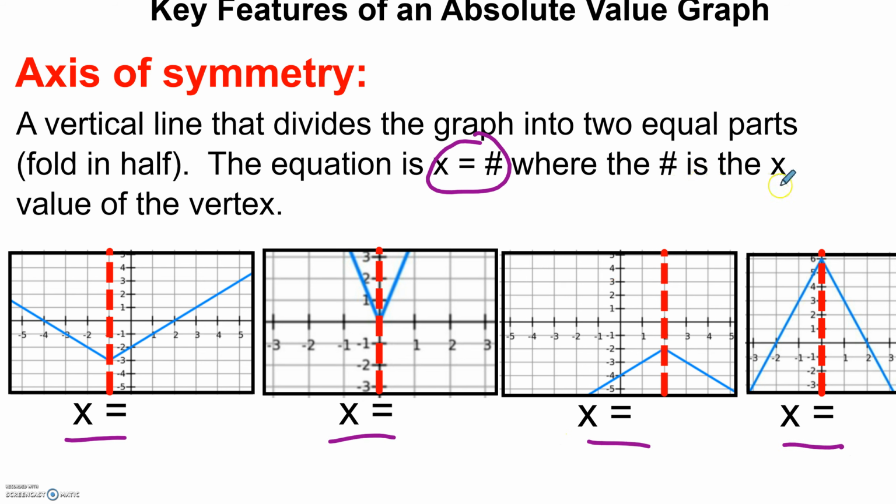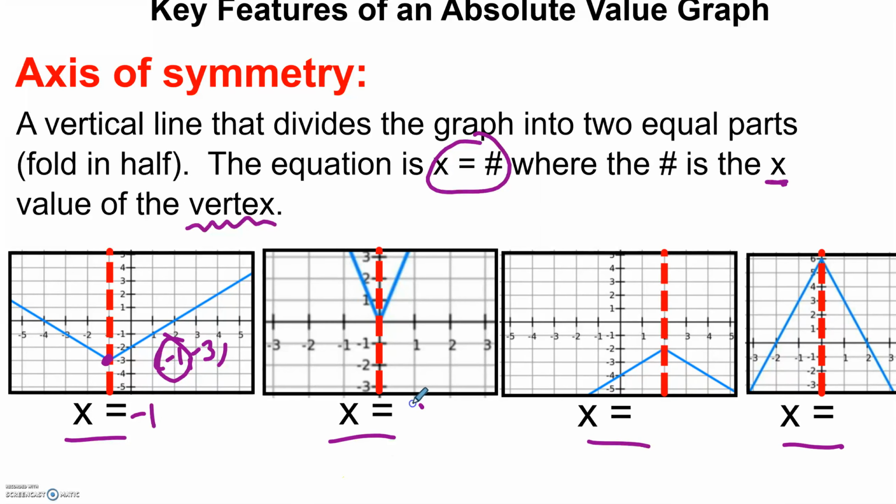Now that number is the x value of the vertex. So I know that if I can find my vertex, in this case is -1, -3, my x value is going to be my axis of symmetry. So at the vertical line, x equals -1, I'm going to be able to fold that graph in half. Try your best to find the axis of symmetry for the next 3 graphs. Check your work and be fantastic.